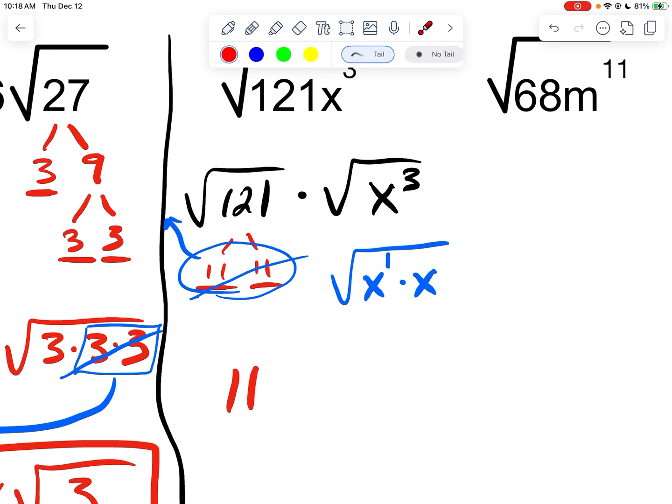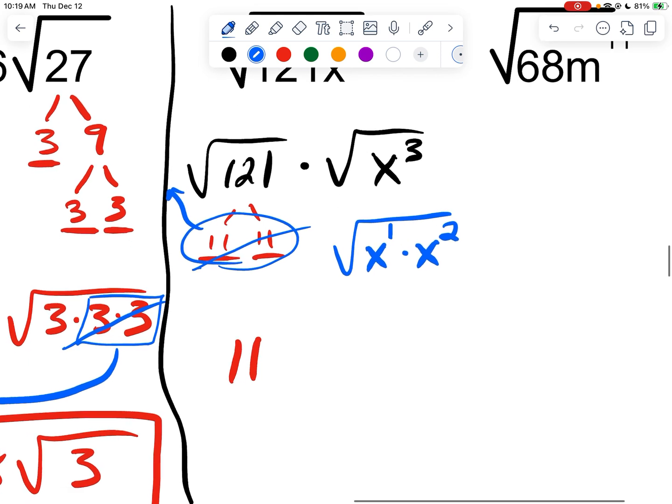Now, remember how when we multiply these, we add the exponents. So 1 plus what gives me 3? The only thing we get there is 1 plus 2. Now, why we're doing this is because now I have an even exponent here that I can take half of and write it on the outside. So that's what we're going to do here, okay?